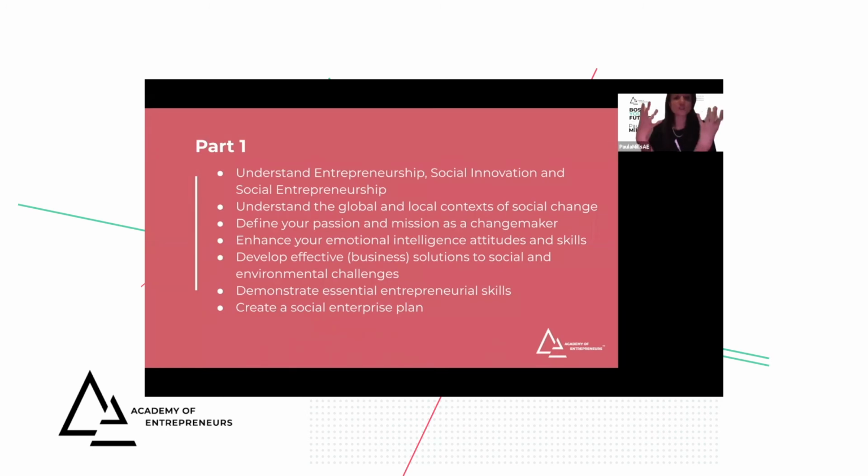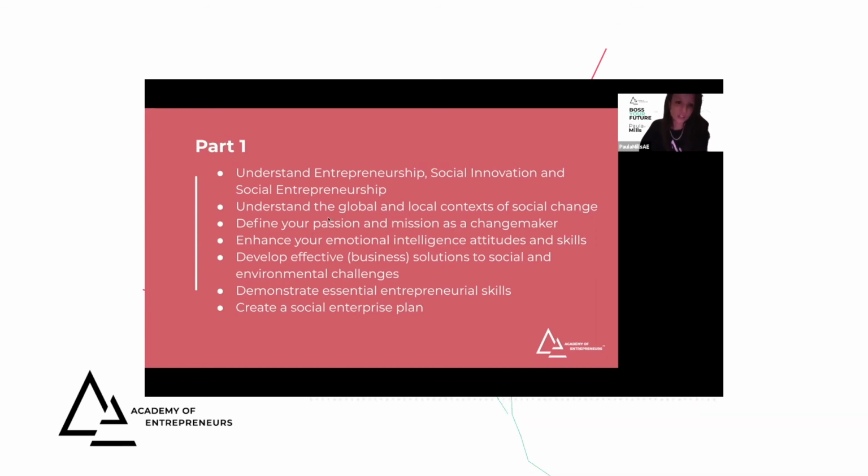The course is divided into 2 stages. Stage 1 is on understanding entrepreneurship, social entrepreneurship, and what is social innovation. Then you will understand the global and local context to create change. Define your passion and mission as a change maker through different activities we're going to give you. Enhance your emotional intelligence, attitude, and skills. Develop effective business solutions to social and environmental challenges.